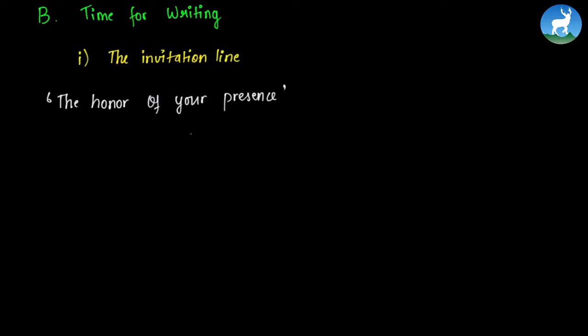The next section is time for writing. What are the things that you need to remember while writing or preparing an invitation card? We will list it out first. The first one is the invitation line. In the invitation line, you usually invite people. The honor of your presence is the traditional line, and we saw that in the example we just solved. You can have many others as well in this section, but usually this line basically is inviting the people.